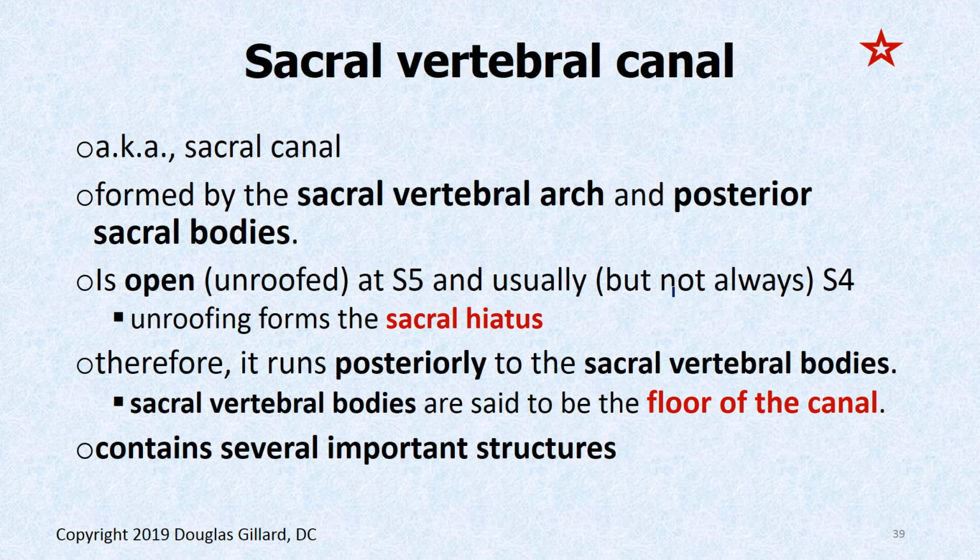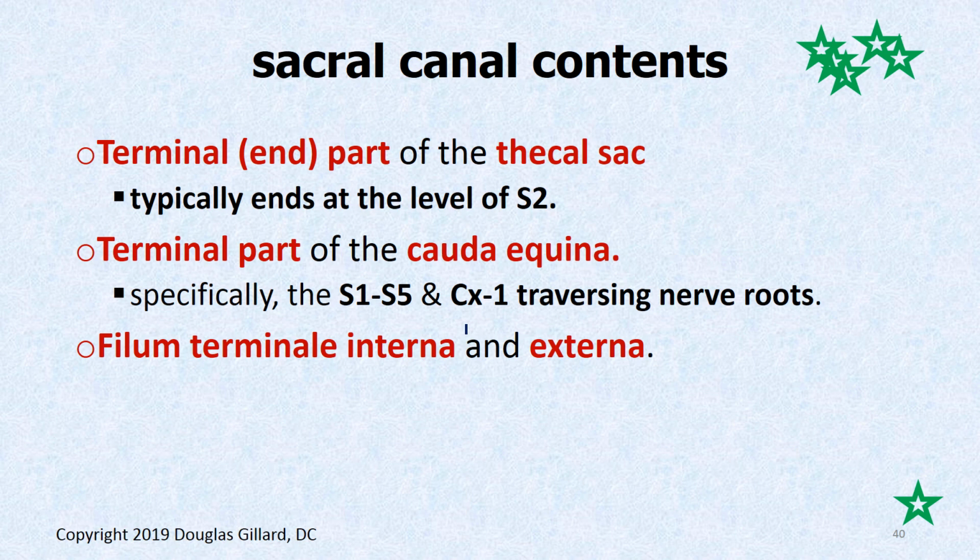Sacral canal, we've talked about this, haven't we? Formed by the sacral vertebral arch and the posterior sacral bodies. It's always good to know what forms it. Remember, it is unroofed at S5 and maybe S4, and that's the sacral hiatus. That means it doesn't have a spinous tubercle, or a sacral tubercle, or a sacral lamina. Talked about that pretty much already.